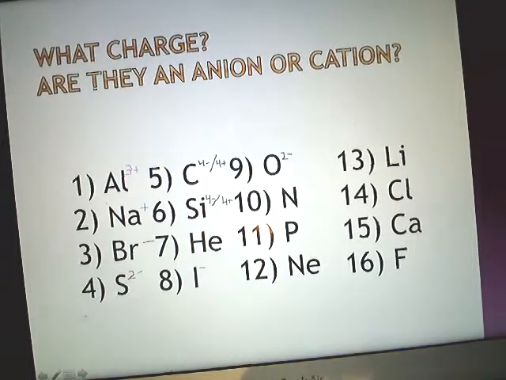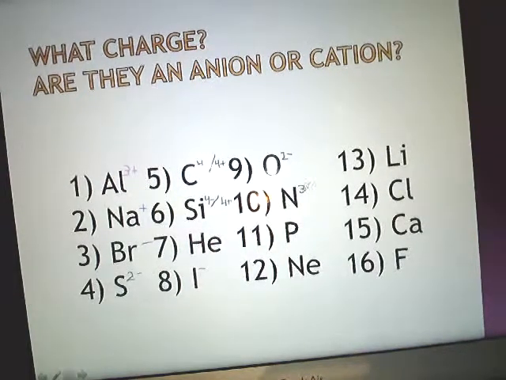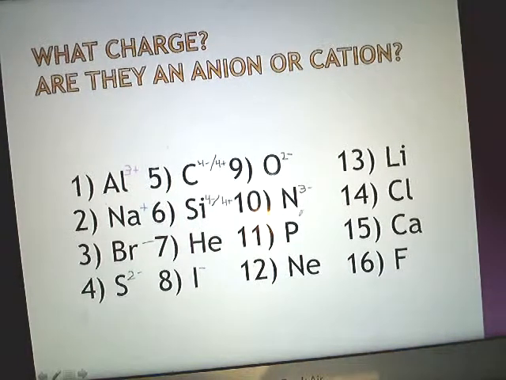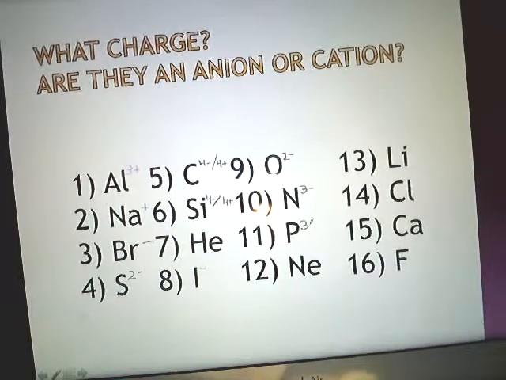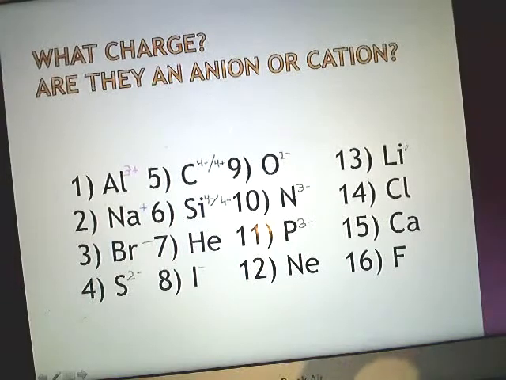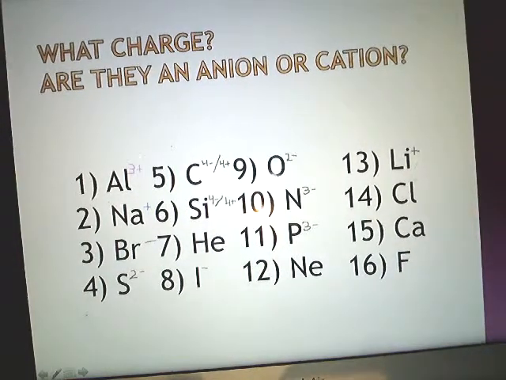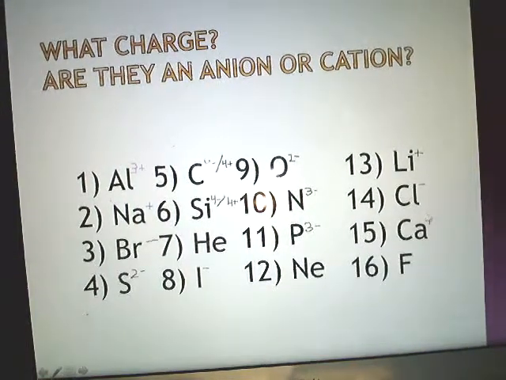Nitrogen has 5 electrons, so it will gain 3 electrons to make it 3 minus. Phosphorus has 5 electrons again, so it'll do the same as nitrogen. It's in the same group. Neon, no ion because it is a noble gas. Then we've got lithium. Lithium will form a positive ion. Chloride is negative. Calcium is 2 plus.